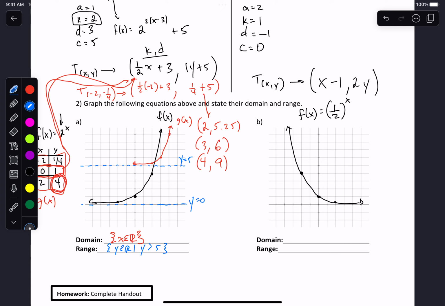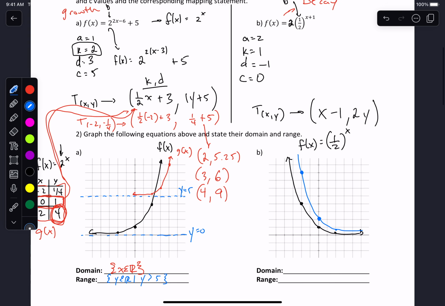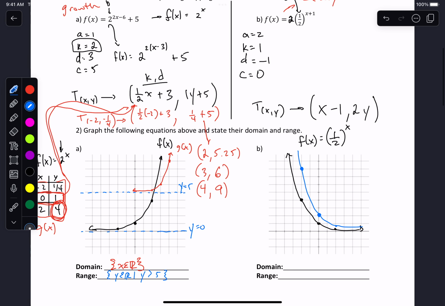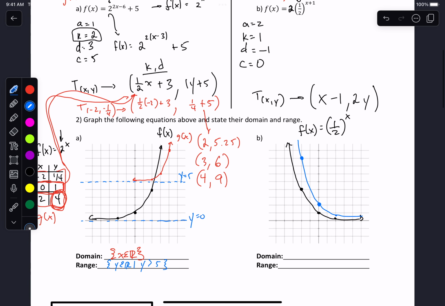So this point that's 4 units away from the y-axis is now going to go to 8. Wait. What? Mr. McKay. What? It's x minus 1, so when you put in the negative 2, it goes to negative 3. Yeah, I haven't done the translation yet. I'm only doing the vertical stretch. I'm doing one graph at a time.